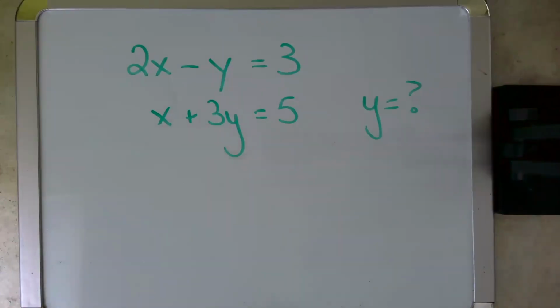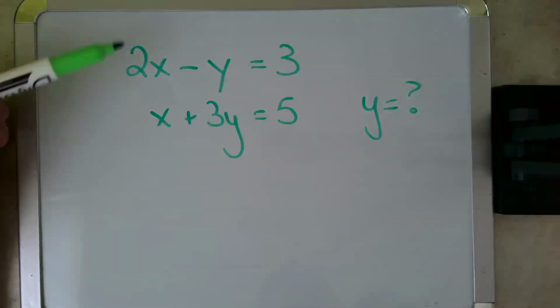Just the phrase system of equations makes people get anxious. So let's make that not the case anymore. So a system of equations means two equations, both of which are true, for a certain number of solutions.